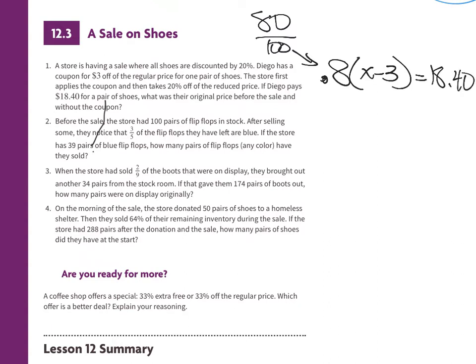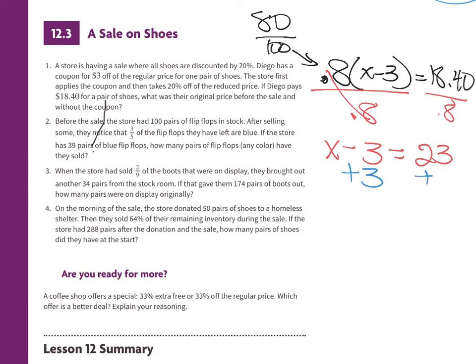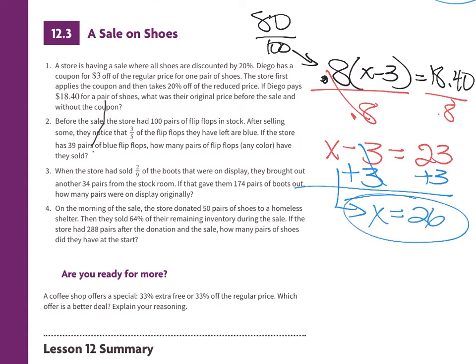Okay, so first thing we do, we've got to get rid of the parentheses, so we divide by 0.8. So x minus 3 equals 18.40 divided by 0.8, which my calculator says is $23. Okay, and then to get rid of the minus 3, we add 3. X equals 26.